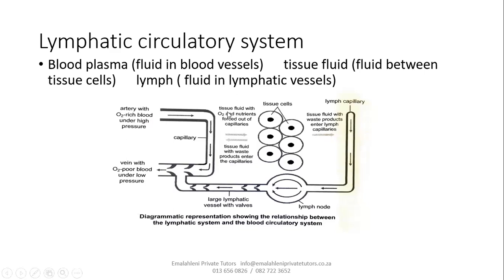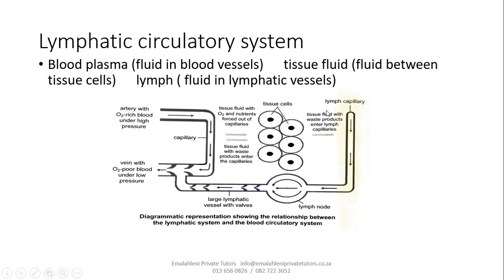So what we have here is tissue fluid with oxygen and nutrients forced out of the capillaries, and then tissue fluid with waste products enters the capillary. But some of it doesn't come back into the capillary to be taken by the vein. Some of it is left here. What's left is taken by the lymphatic vessels. So it's actually cleaning up our cells and our tissues.